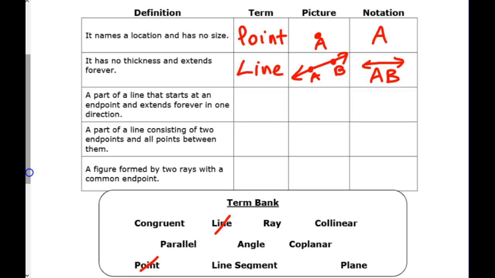Part of a line that goes in one direction. Okay, that's a ray. And a ray, an example, something like this. Remember, if it's going to the left, start with the endpoint, then the other point, the arrow always goes right. Part of a line consisting of two endpoints and everything in between is a line segment.